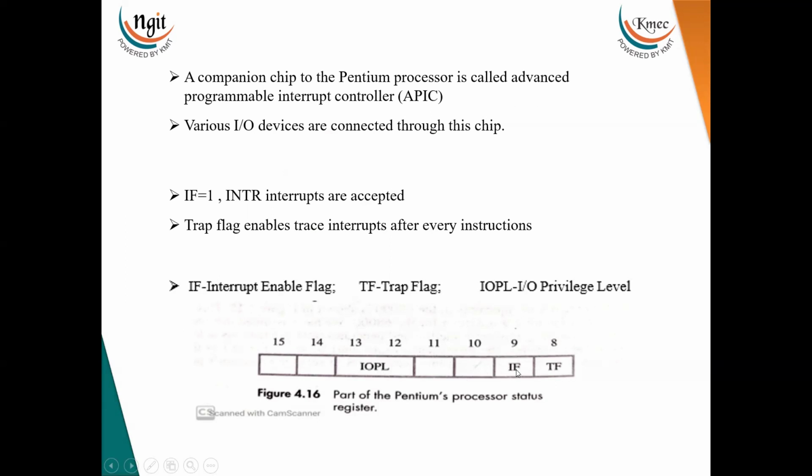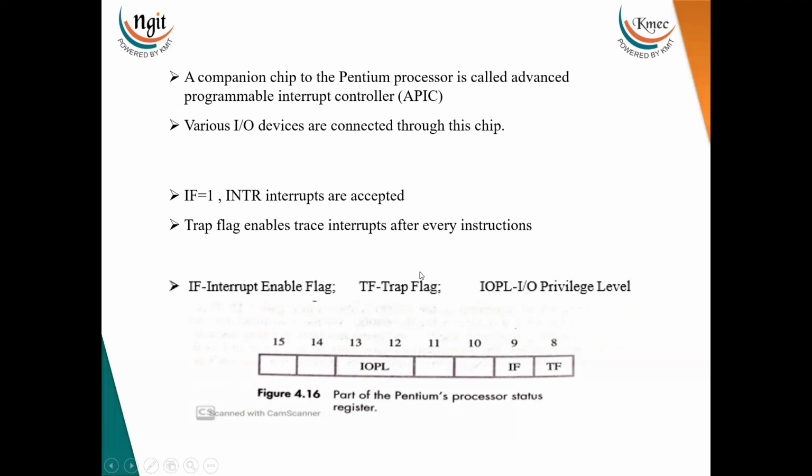IF is the interrupt enable flag, and TF is the trap flag. By making TF equal to 1, we can enable the trap, and by making IF equal to 1, we can enable the interrupt. That means whenever IF is equal to 1, the interrupt will be accepted by the microprocessor. Whenever TF is equal to 1, we can execute the program instruction by instruction, and after every instruction an exception will occur.